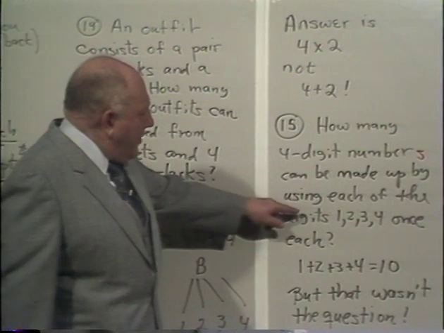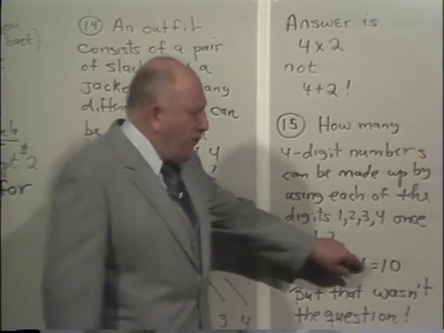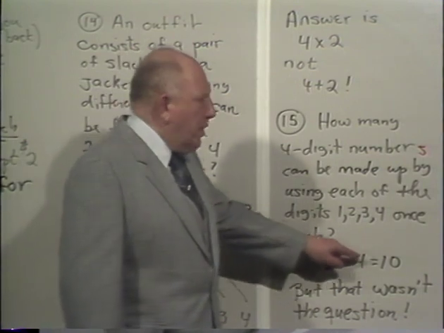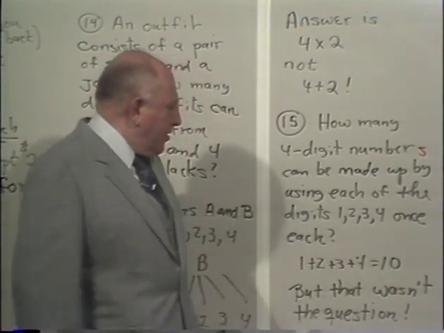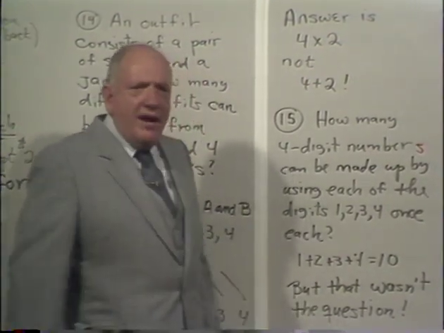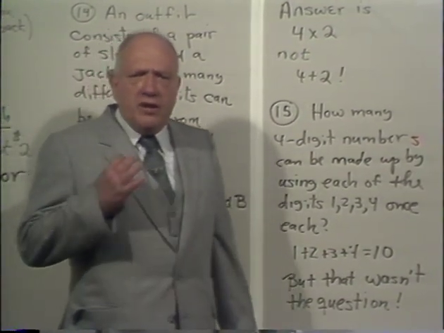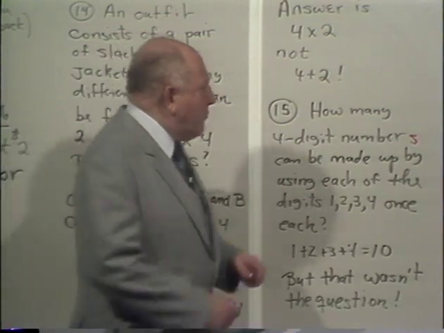Now, obviously, people can say, well, let's see, there's 1, 2, 3, 4. I'll add them up. That gives me 10. Well, 1 plus 2 plus 3 plus 4 is 10, but that's not the right answer to this problem. The question didn't say how much is 1 plus 2 plus 3 plus 4. It said how many 4-digit numbers can be formed. And let me show you how that problem works.